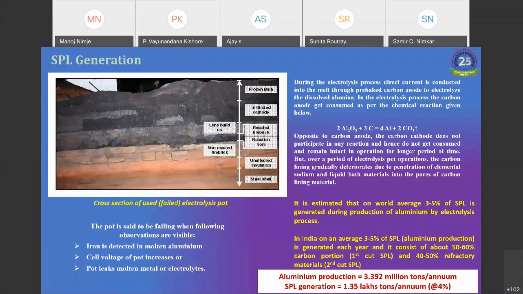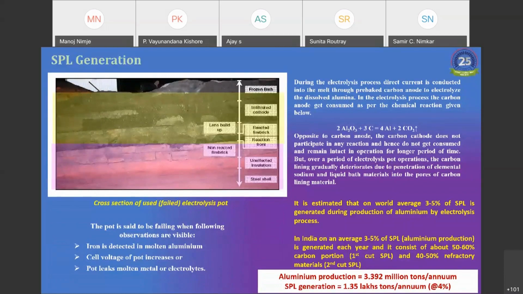It is estimated that worldwide, on an average, 3 to 5% of SPL is generated during the production of aluminium by the electrolysis process. In India also, on an average, 3 to 5% of SPL is generated each year, and it consists of about 50 to 60% carbon material, which we call first cut SPL, and 40 to 50% refractory material, called second cut SPL. These SPL are highly inhomogeneous in nature due to the life of the cell, and the level of cyanide and fluoride varies from pot to pot and within the pot.